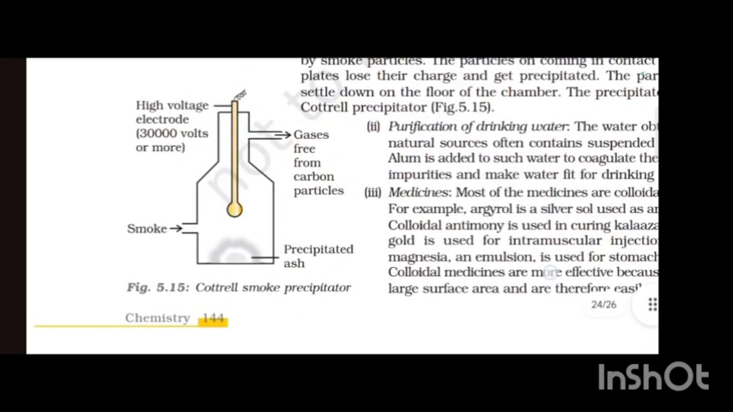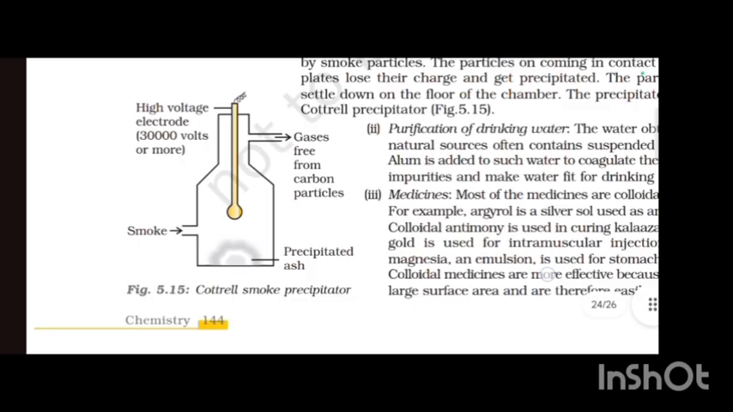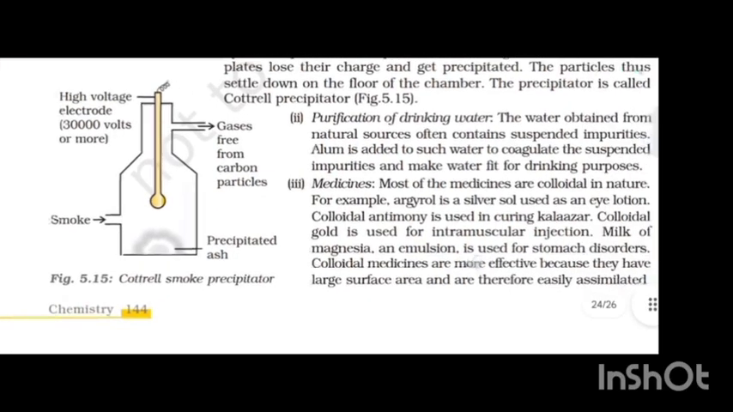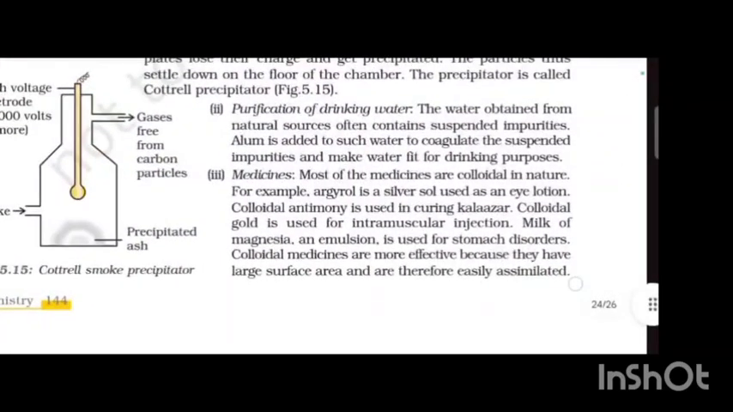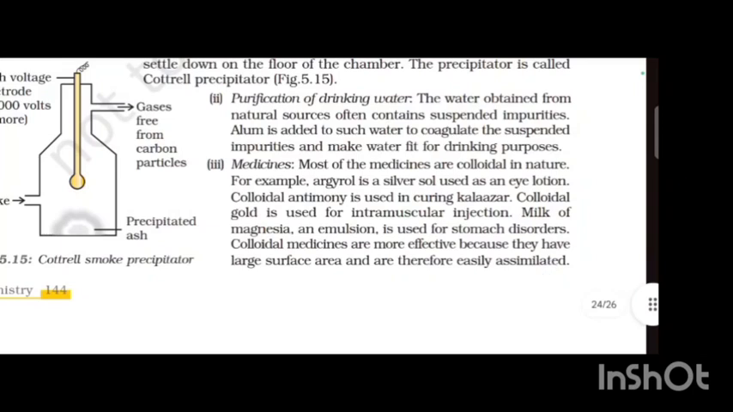Figure 5.15 Cottrell smoke precipitator. Second, purification of drinking water. The water obtained from natural sources often contains suspended impurities. Alum is added to water to coagulate the suspended impurities and make water fit for drinking purposes.